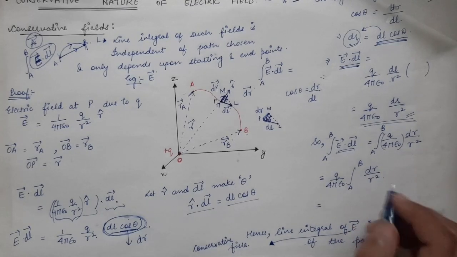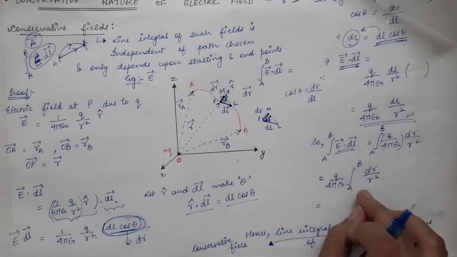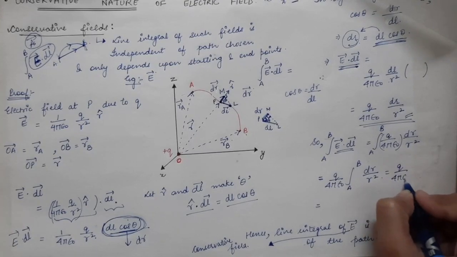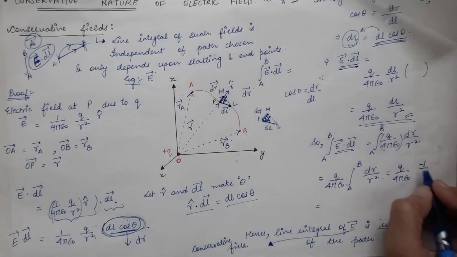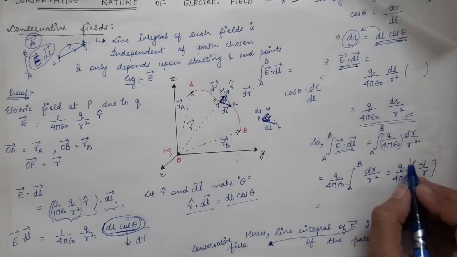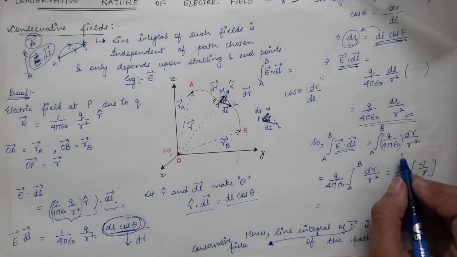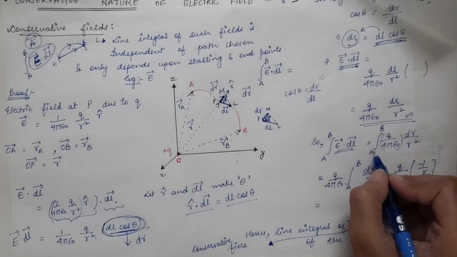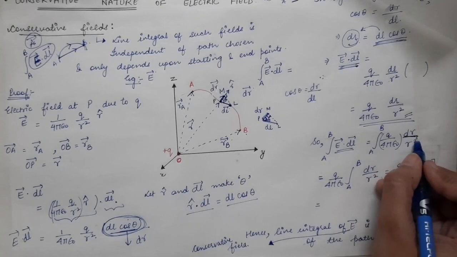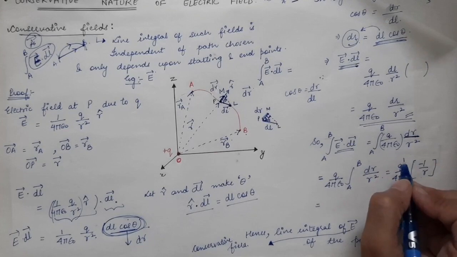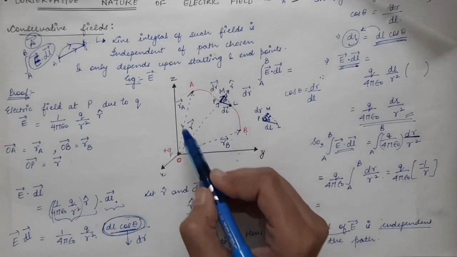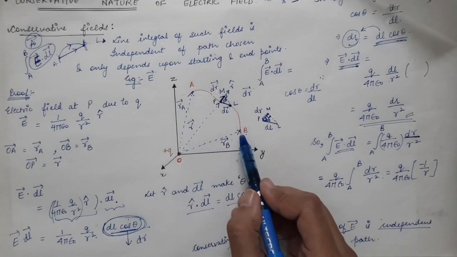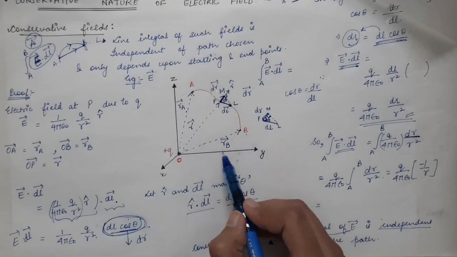So now we will solve this integration. Here we have 1 by r square, that is 1 by x square. On solving this integration, you will get q by 4 pi epsilon naught times minus 1 by r. Now we will replace the limits of integration. Here r is the variable, so what is the lower limit of r? It is equal to ra. And what is the upper limit of r? It is the end point, so the upper limit of r will be rb.